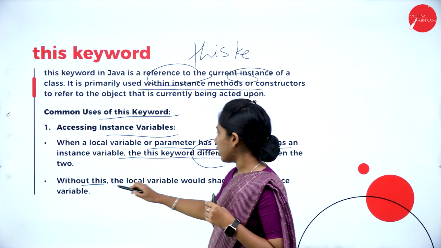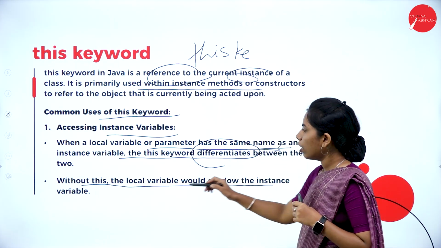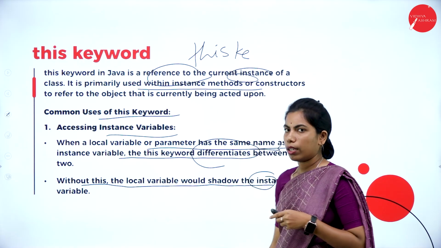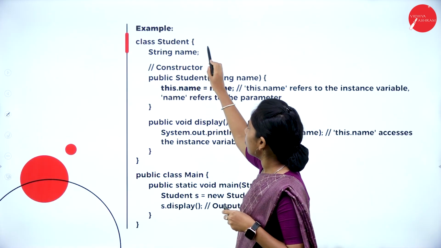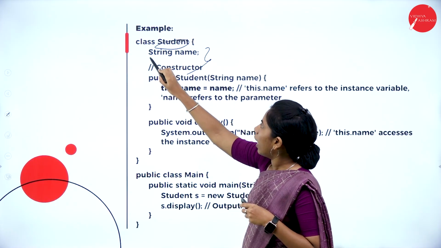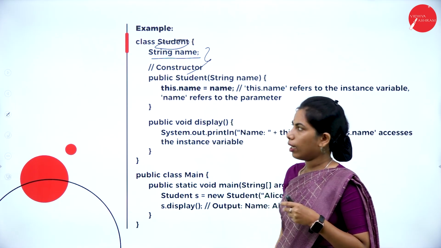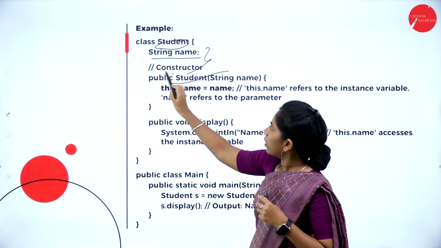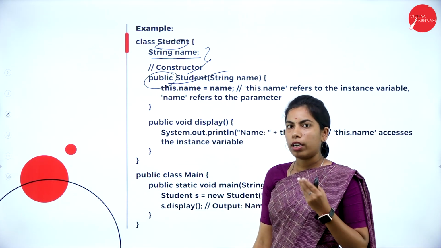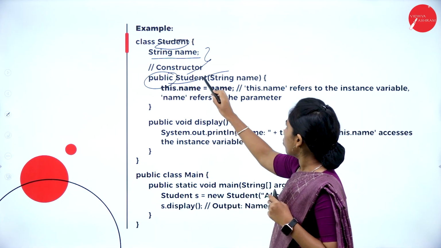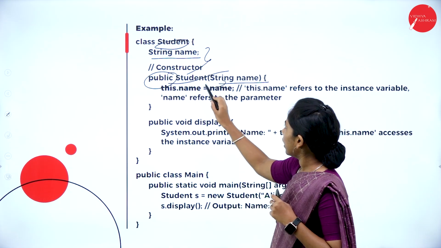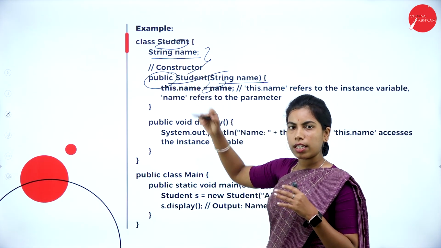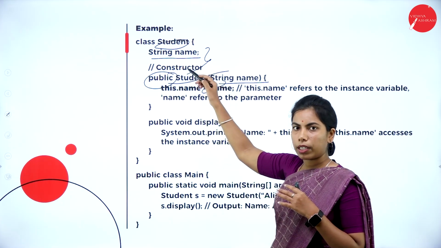And also, without this, the local variable would shadow the instance variable. Here you can see one simple example: class Student, and Student has attributes like a name. A constructor is called here the same, but I have passed a public access modifier. So Student passes string name. Inside the class there is a name, that is the instance variable of that particular class.